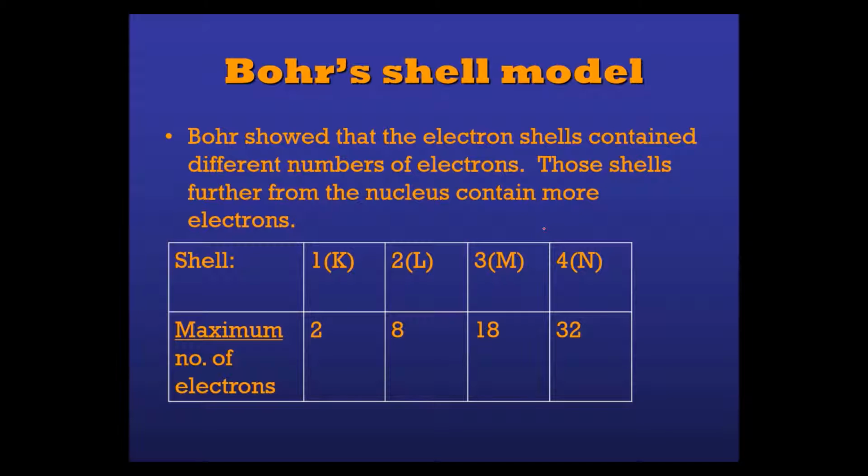So the simplest way of thinking about this, which will work for us at the moment, is that we have an inner shell, which is shell number 1. It can have a maximum of 2 electrons. Shell number 2 can have a maximum of 8. Shell number 3 can have a maximum of 18. And shell number 4 can have a maximum of 32. There is a shell number 5, but we're just not going to get to that one. In fact, we're really only going to be thinking about what's going on in the first 3.